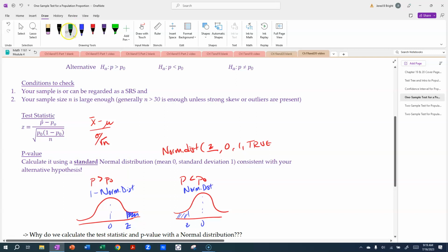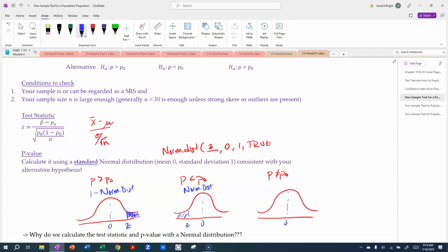And then in the case of two-sided, okay, so P not equal to P0, here would be 0. And then you're looking at your symmetric one. So let's say your test statistic is here. So you're finding that, and then you're finding its symmetric counterpart here, which would be negative z, and finding that.